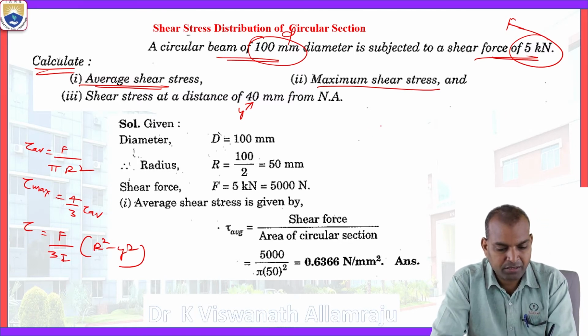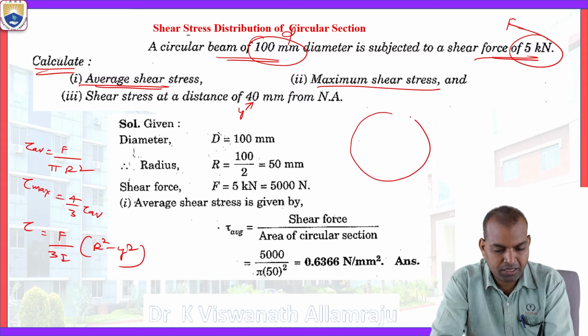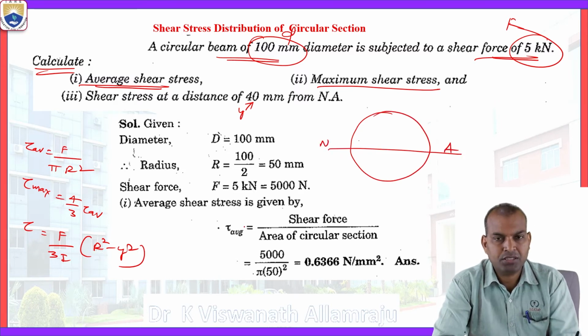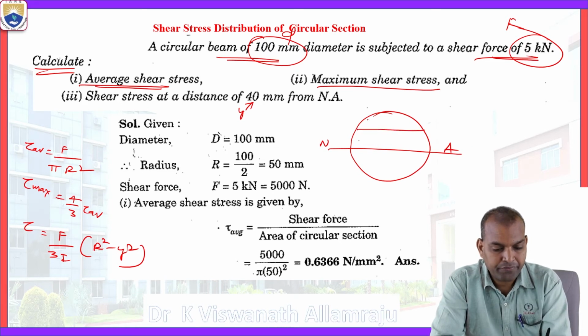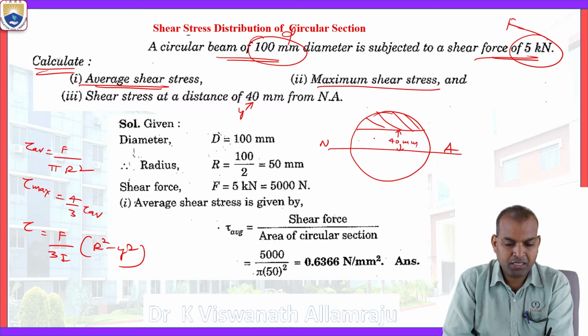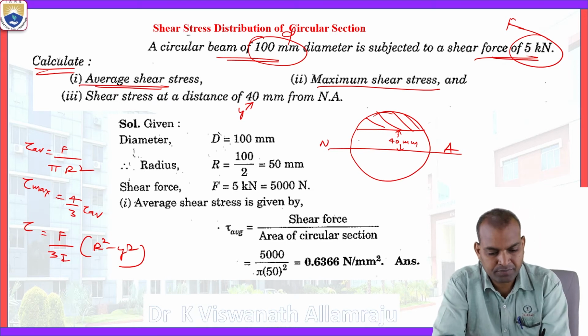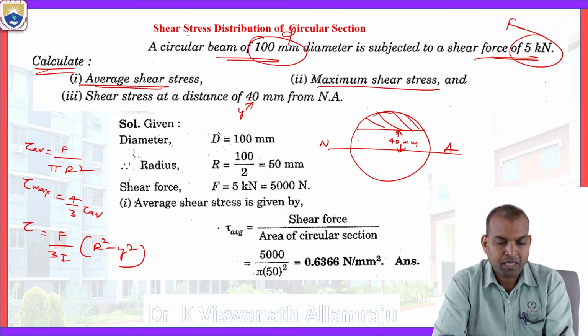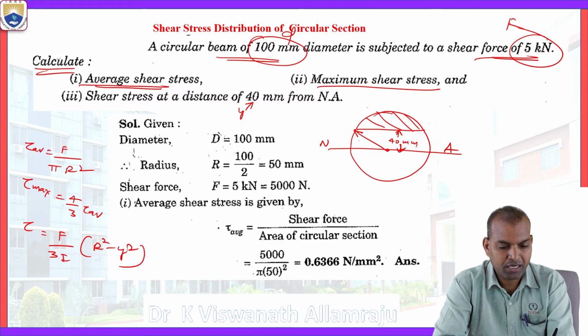Now let me represent it graphically. This is the neutral axis. Here y is 40 millimeters. And what is the radius here? The radius here is 100 by 2, that is 50 millimeters.